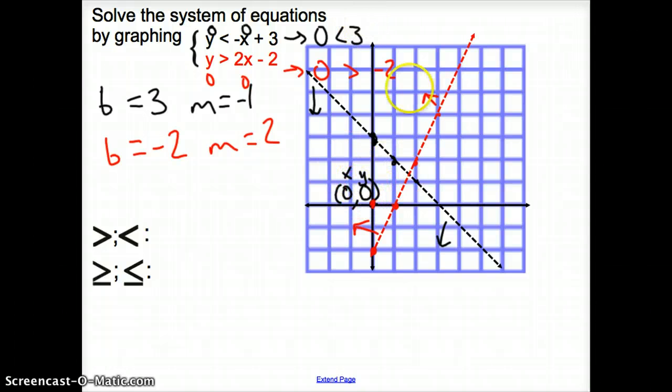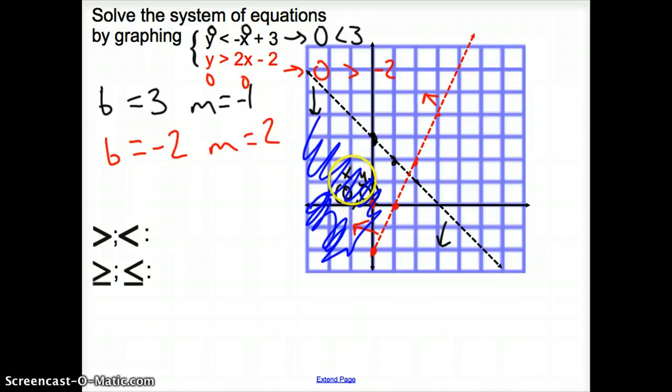So now we have to look at our graph, and what are we shading twice, right? We're looking for a region that has both black and red in it. And our region is this area right here, is our solution to this system. This region is a solution to this system. We can pick any point from here and it will make this system true. Will make this system correct.